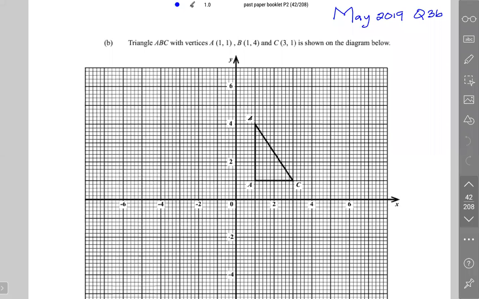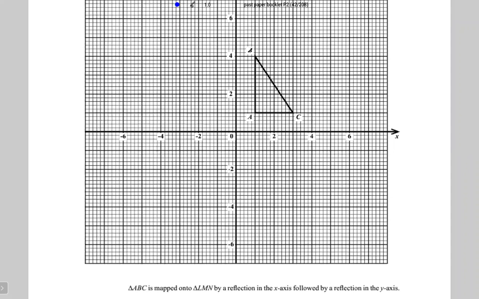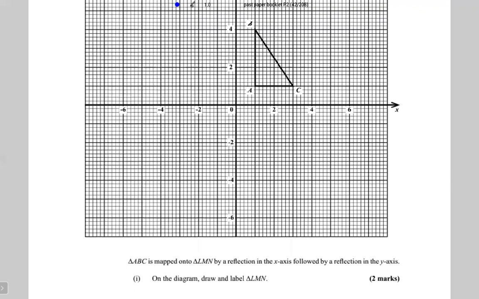All right, so this is May 2019, question number 3b. It says triangle ABC with vertices A (1, 1), B (1, 4), and C (3, 1) is shown in the diagram below. Then we're told triangle ABC is mapped onto triangle LMN by a reflection in the x-axis followed by a reflection in the y-axis. It says on the diagram, draw and label triangle LMN.